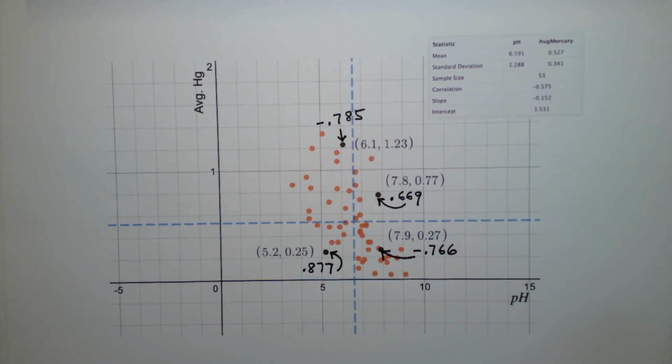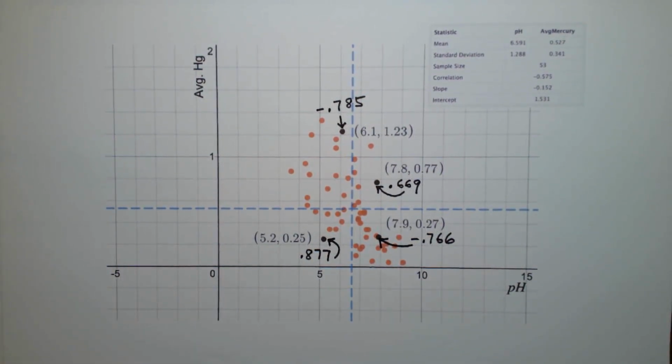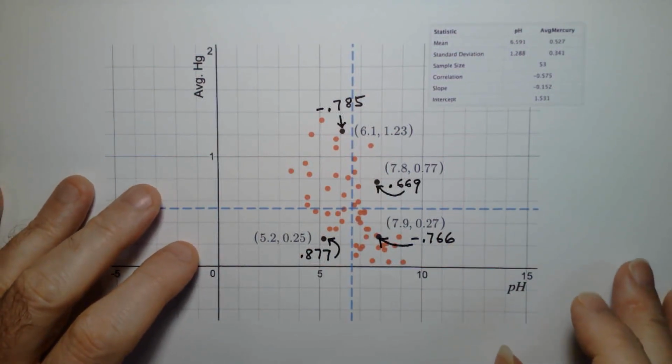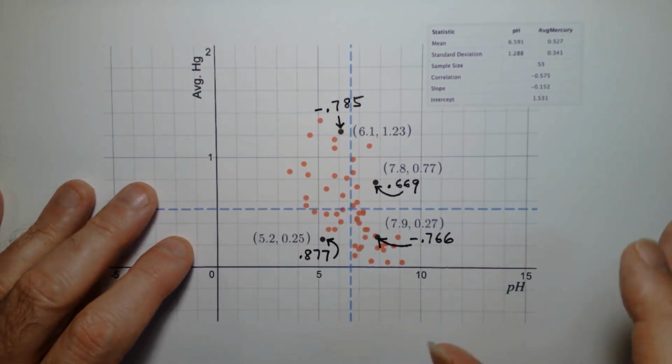Okay, so that's the calculations that are involved. We have to standardize coordinates and multiply the standard scores together to get the overall contribution that each point will give to the value of S sub xy. Now here's what I want to focus on.